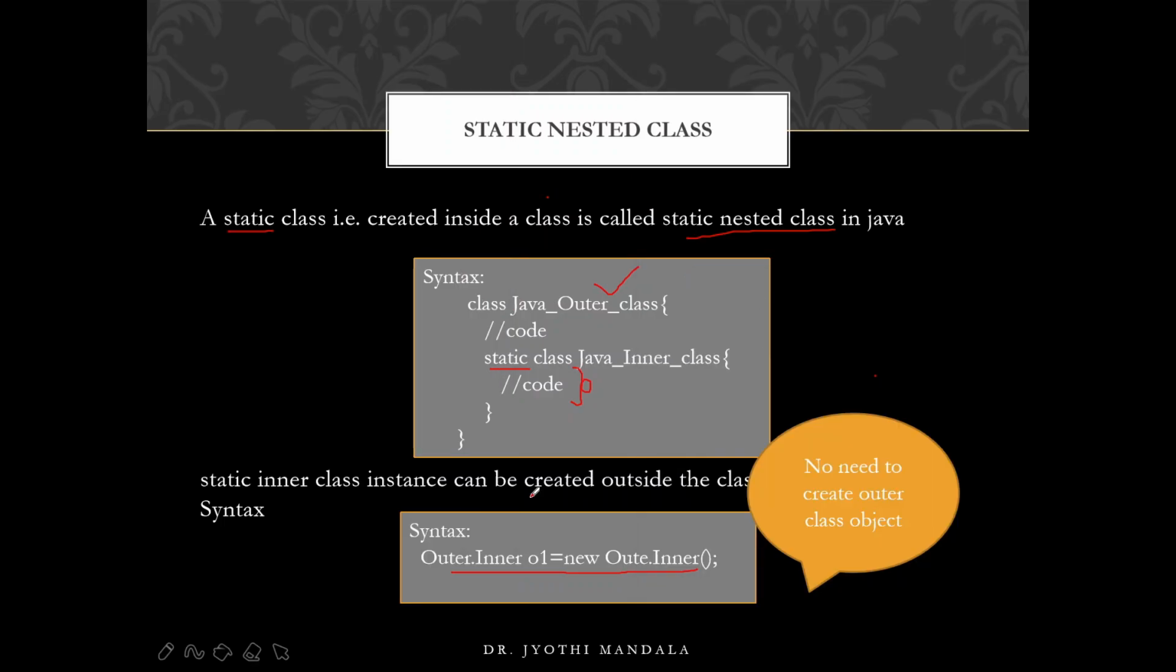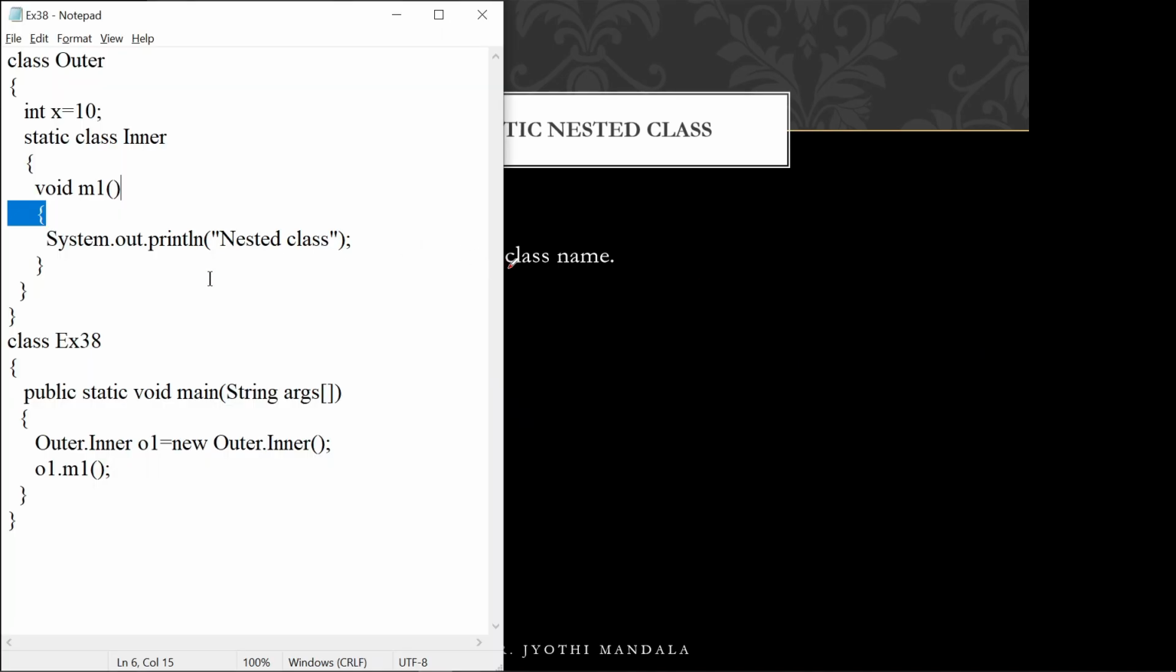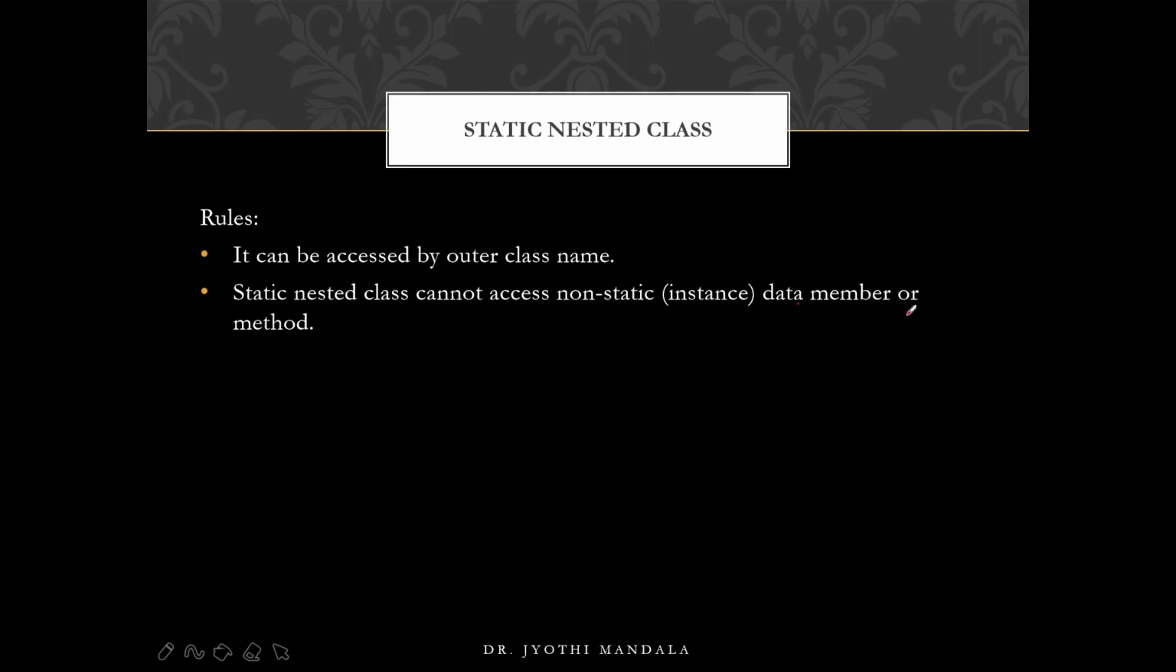Right? So this is about the things. So no need to create an outer class object, that we have not created in our example also. But here we need to understand some rules. So it can be accessed by using the outer class name. That is what we have done in our example. We have used the outer class name to create the object. Okay, and a static nested class cannot access non-static data members.